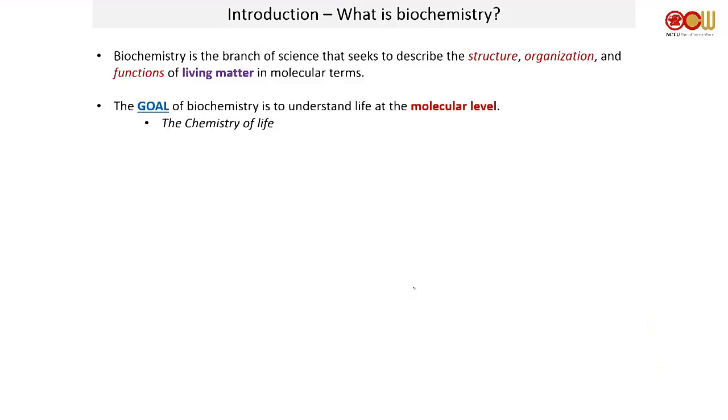Biochemistry is the branch of science that seeks to describe the structure, organization, and function of living matter. We're going to talk a little bit about the definition of living matter today. Really, we're going to be looking at structure, organization, and function.